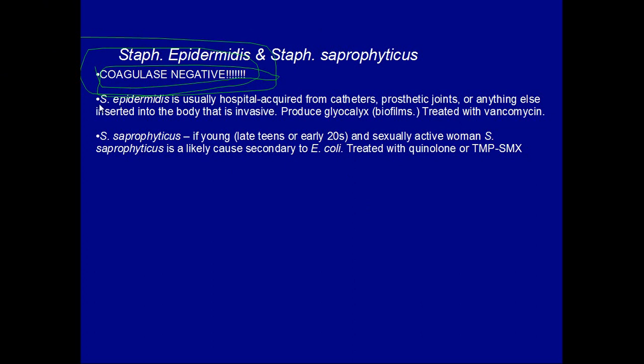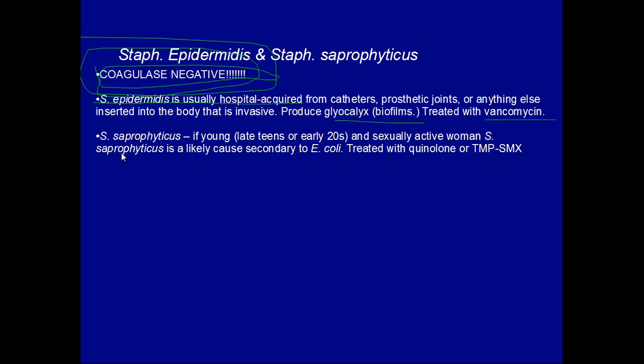S. epidermidis is hospital acquired. This is why it's hospital acquired. It normally resides in our skin, and it can enter our body from catheters, prosthetic joints, or anything else that's inserted into the body that's invasive, such as a vascular graft. And once inside the body, these can produce biofilms, which are a tremendous pain to treat. Remember, this is a staph organism. Staphs generally have beta-lactamases, so vancomycin.